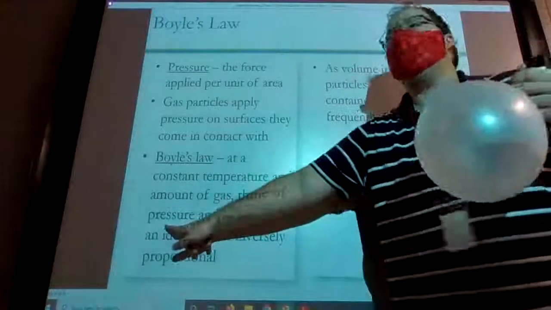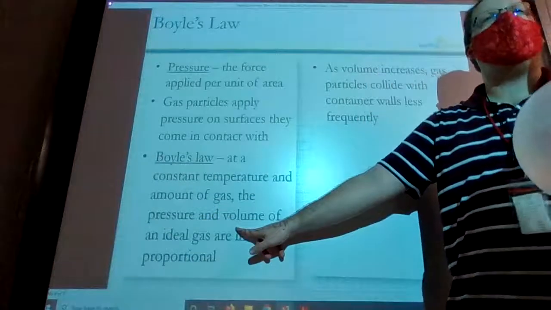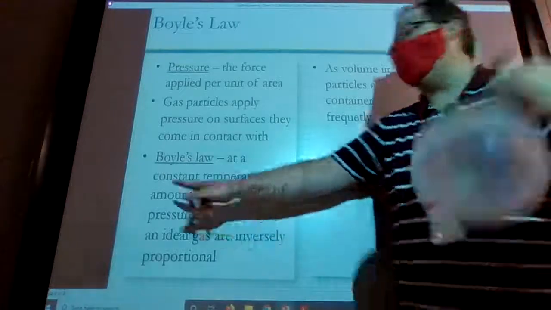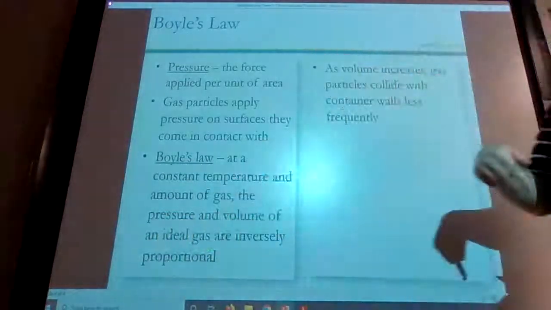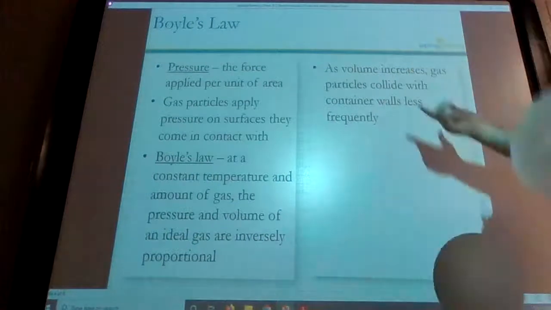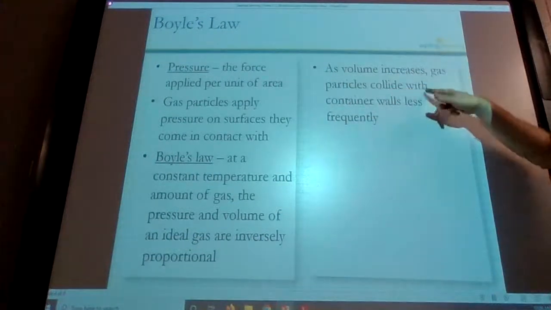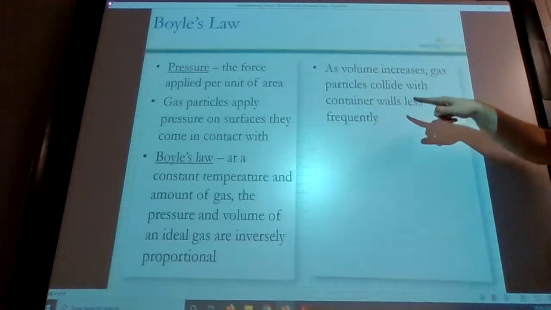So if I raise the pressure, what's going to happen to my volume? It's going to go down. If I raise the volume, what's going to happen to the pressure? It's going to go down. So they're going to go opposite of each other, and they illustrate that here. As volume increases, gas particles collide with the container walls less frequently.